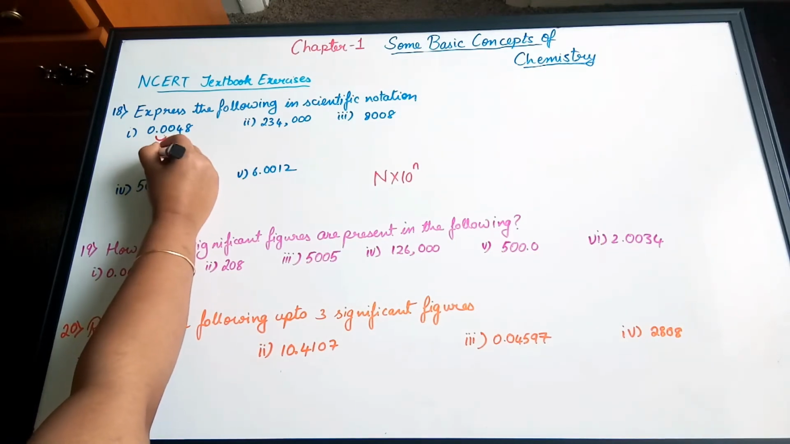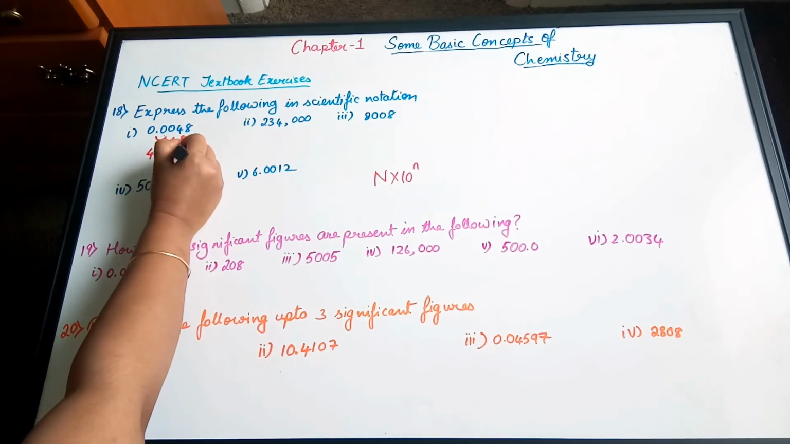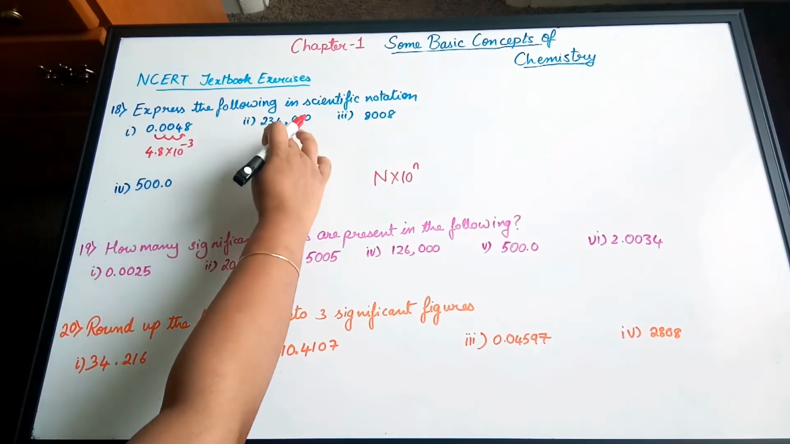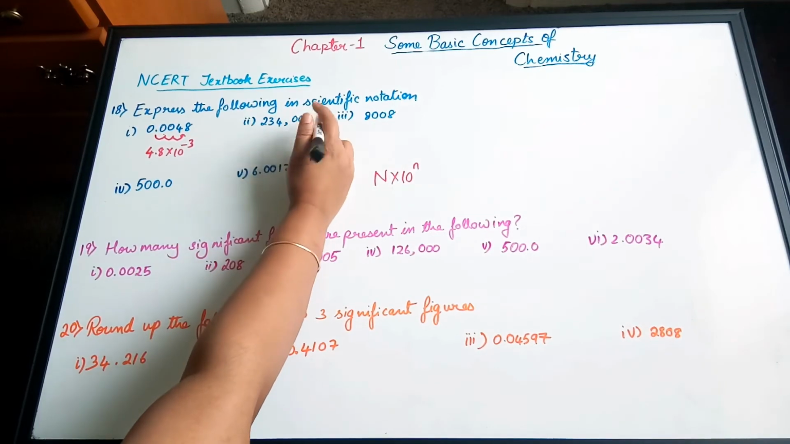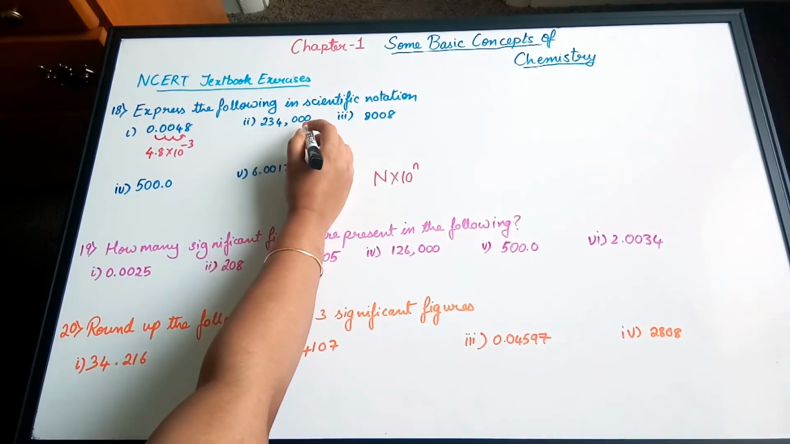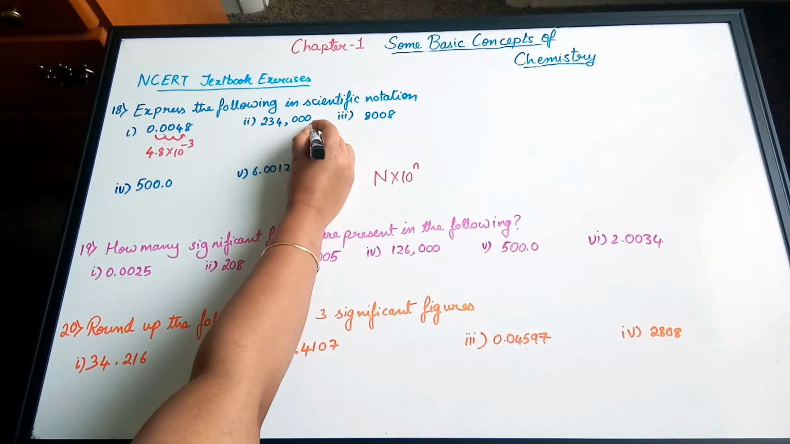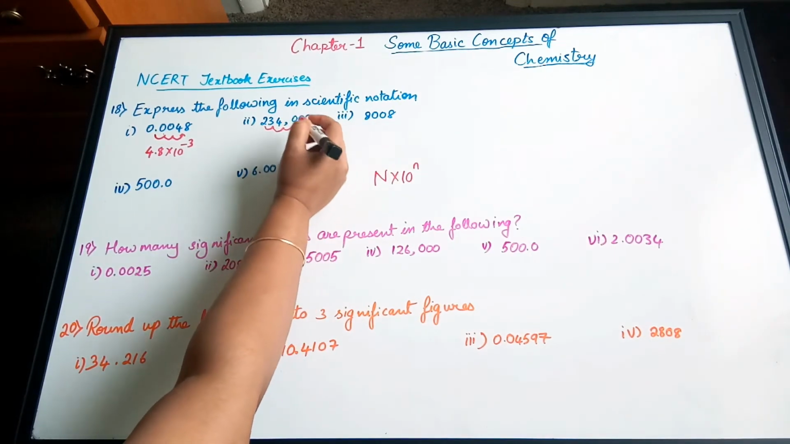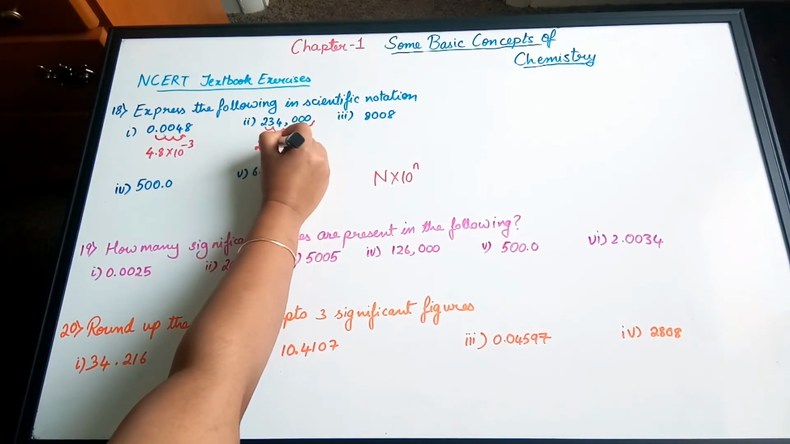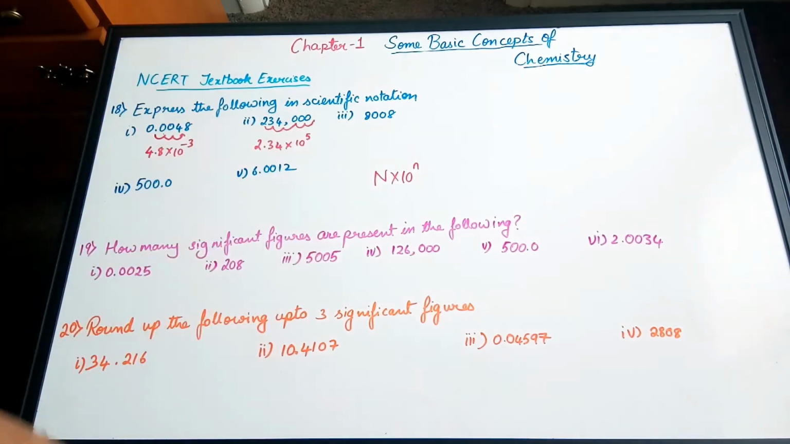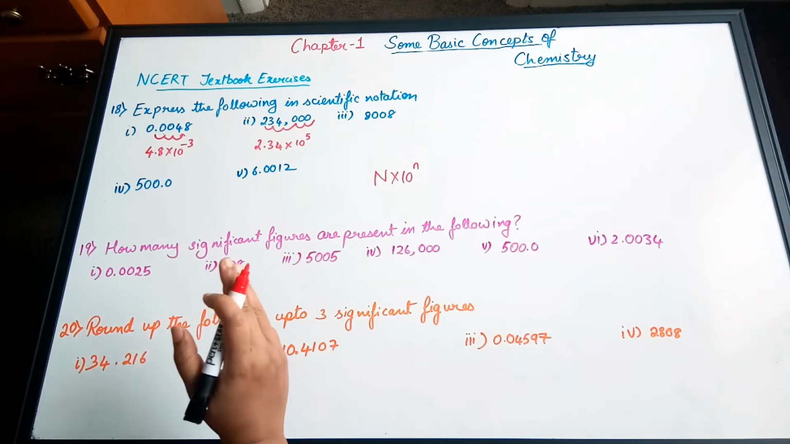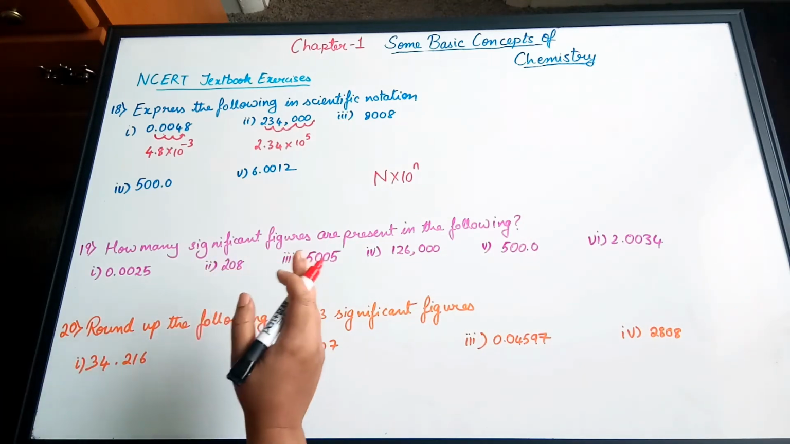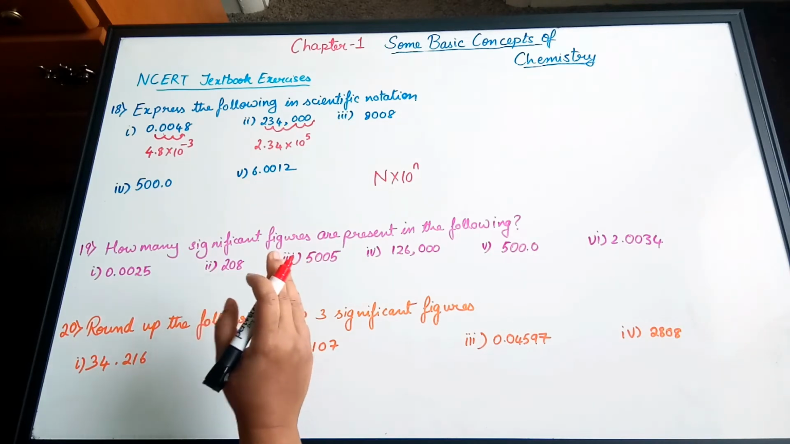So 4.8 into 10 to the power minus 3. Here you have 234 followed by 3 zeros. Assuming here is the decimal point, it is moving to the left by 1, 2, 3, 4, 5 places. So this becomes 2.34 into 10 to the power 5 because it moved to the left. When the decimal point is moving to the right, it gets a minus sign.